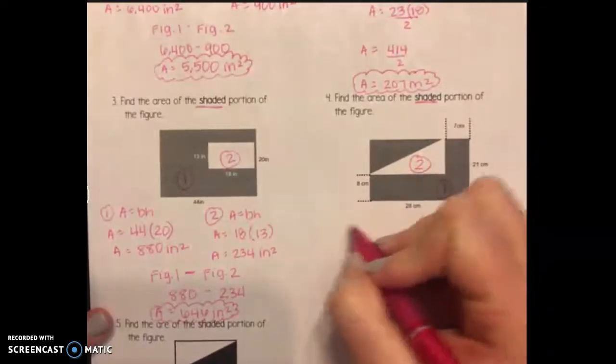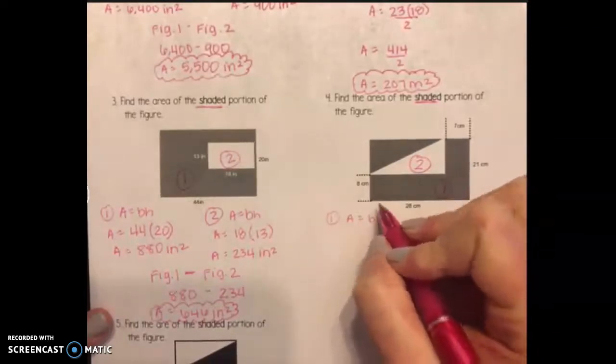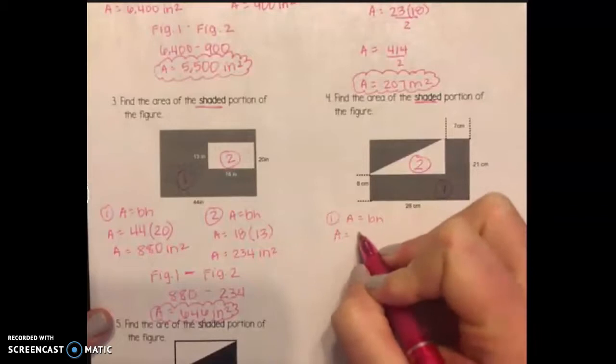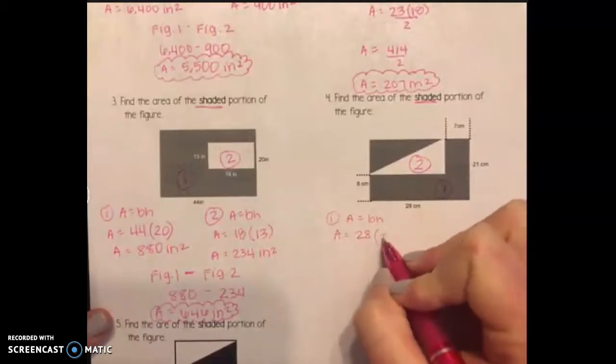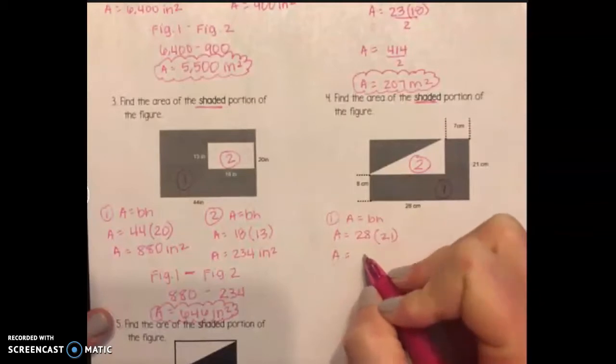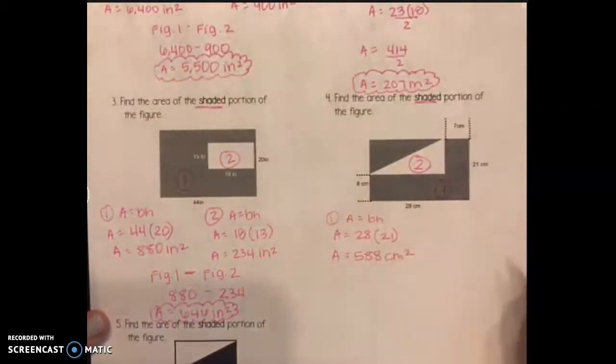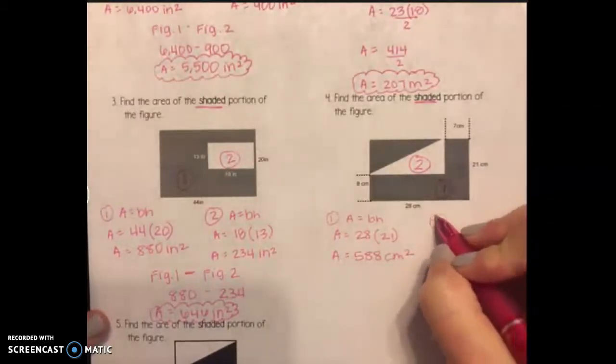So the first one I have all my dimensions for. So my first one would be area equals base times height, because it's a rectangle. Area has a base of 28 times the height of 21. So my area is going to be 588 centimeters squared.